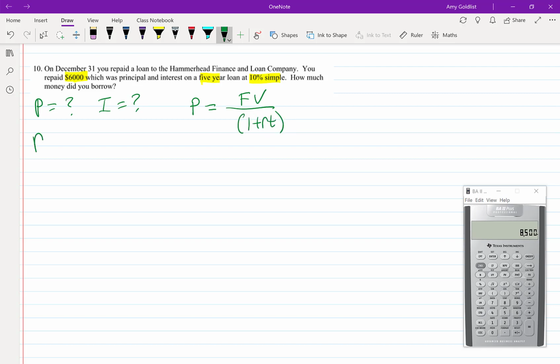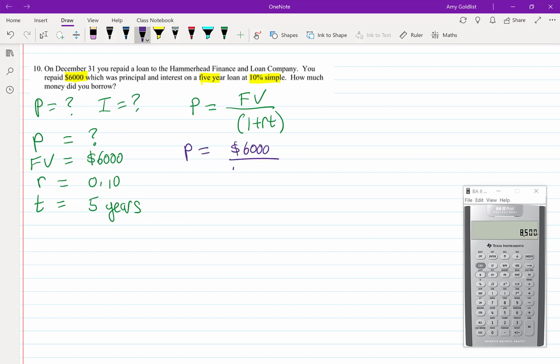So let's write that down. P, FV, R, and T. Principal's what I'm trying to find. The future value is $6,000 because that was principal plus interest. The interest rate is 10% and the time was 5 years. Putting that into our equation here, I get P equals $6,000 divided by 1 plus 0.1 times 5.